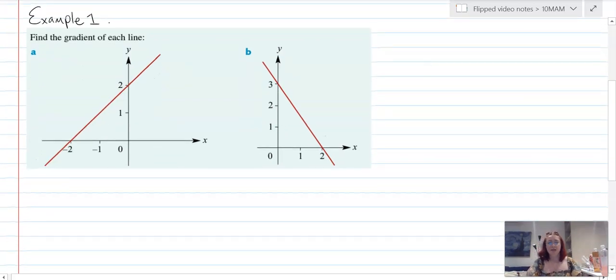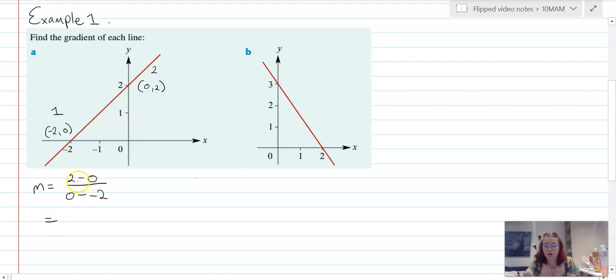So if we're looking at this example here, we want to find the gradient of each line. We just need to know the coordinates of 2 points on that line. So this first point here is at -2, 0, and up here we are at 0, 2. I'm going to call this one point 1, this one point 2. So point 1 is going to have the coordinate x1, y1, point 2, x2, y2. So our gradient here is going to be y2, which is 2, minus y1 over x2 minus x1, 2 over, so 2 minus 0 is 2, 0 minus -2 is 2. So that gives us a gradient of 1, because 2 over 2 is 1.